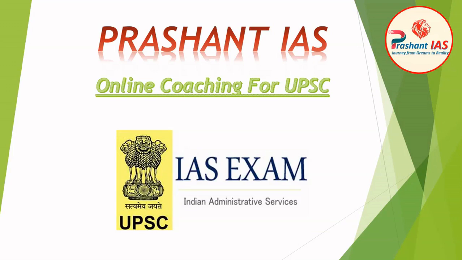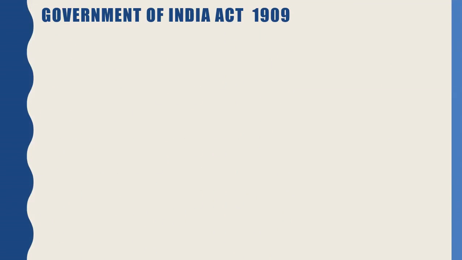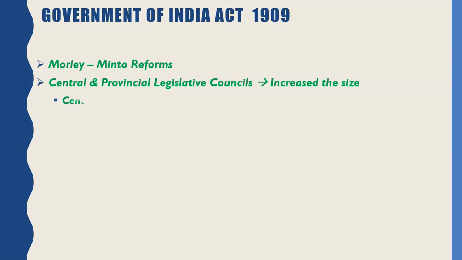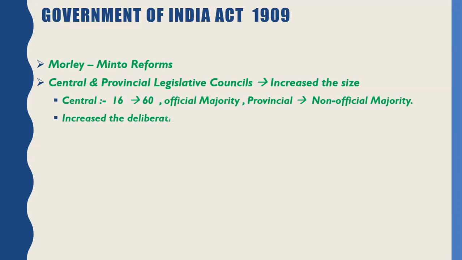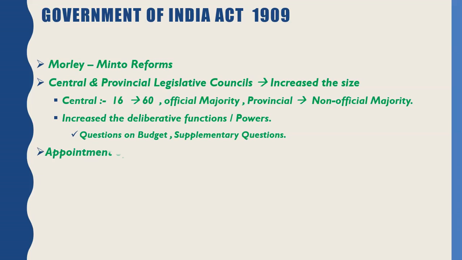So friends, in the last class, we have discussed about Government of India Act 1858 and Indian Council Acts. And in this class, we will continue our discussion with Government of India Act 1909. So friends, Government of India Act 1909 is also known as Morley-Minto reform. Okay, why? Because Lord Morley was the Secretary of State for India at that point of time and Lord Minto was the Governor General of India at that point of time.